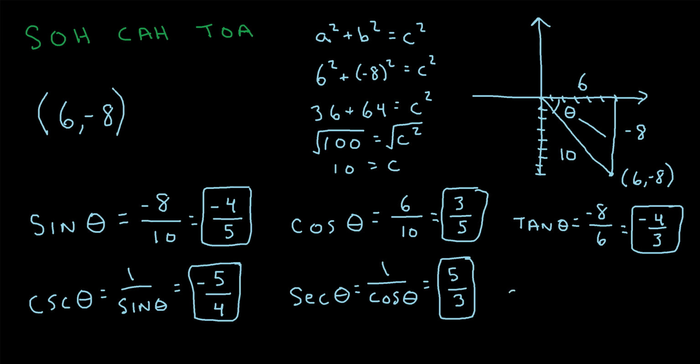And lastly, what if we wanted to find the cotangent of the angle? Well, the cotangent is 1 over the tangent, or the reciprocal of the tangent. So the tangent is -4/3, so the cotangent would be the reciprocal of that, so -3/4. So we have just found all 6 trig functions related to the point 6, -8.